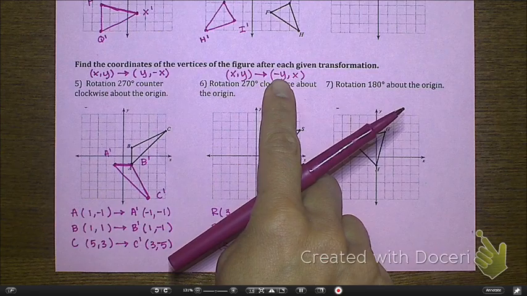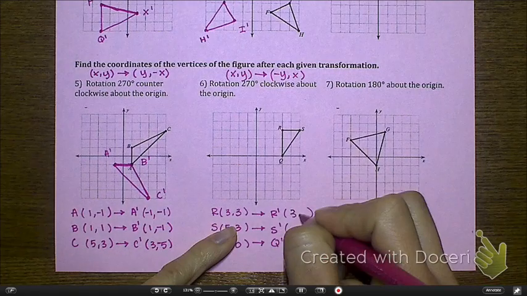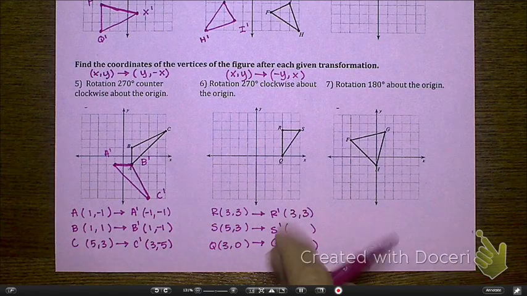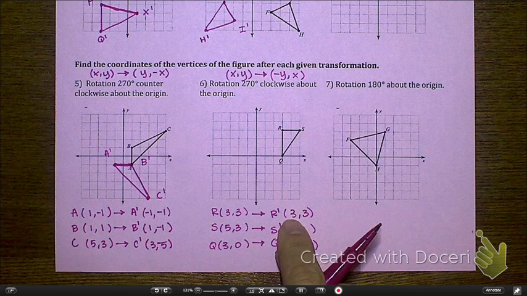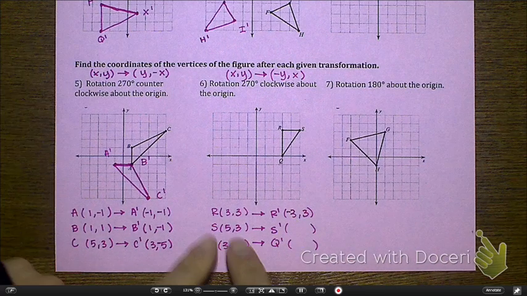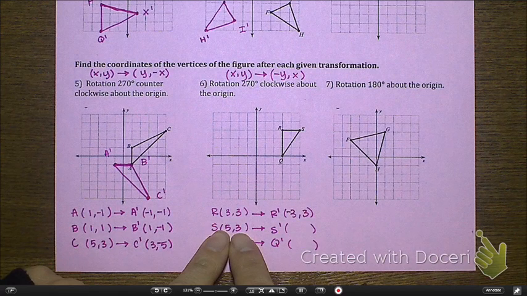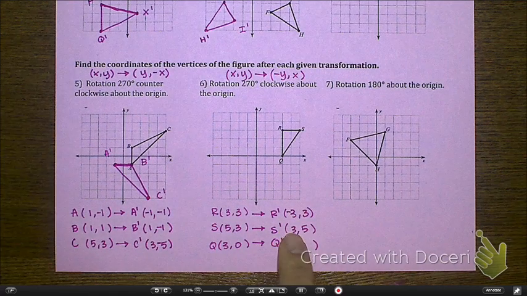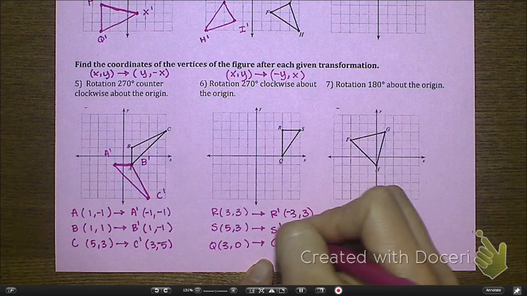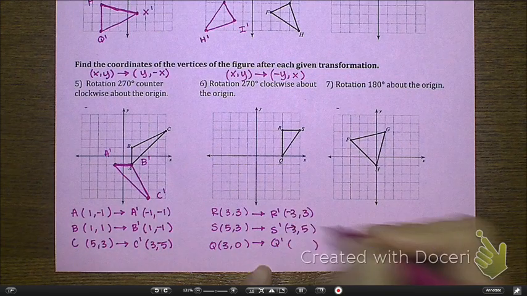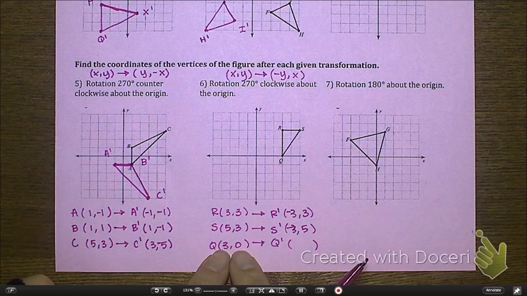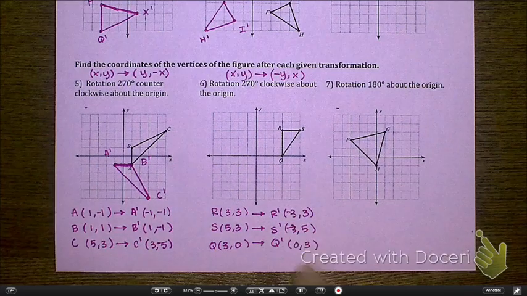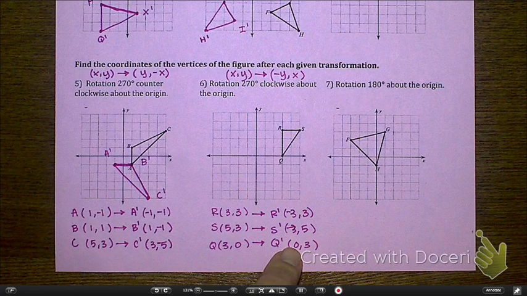This rule says switch their place, but make the first part negative, or the opposite sign. So I'm going to switch their place, well, 3 and 3, switching places, but make this first one negative now. Now for S, the 5 and the 3, so 3's first now, and I'm going to make this one have an opposite sign, so it's now negative. Then switch these, and make this one the opposite sign. Can 0 be negative or positive? No, 0 is just 0, so I don't need to worry about that.